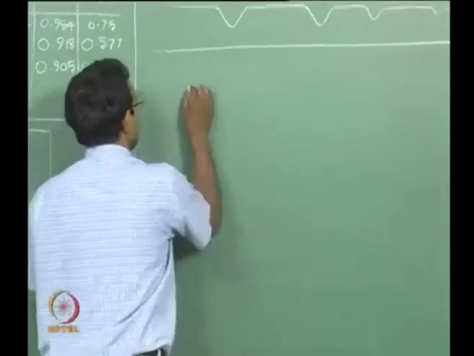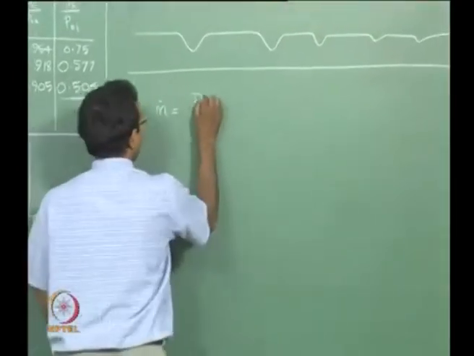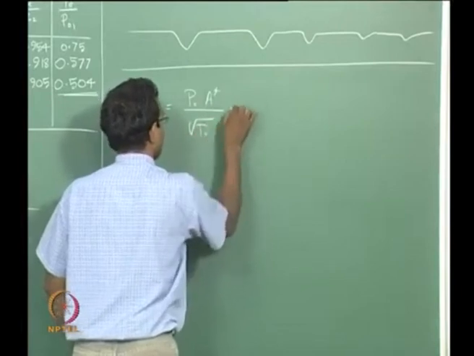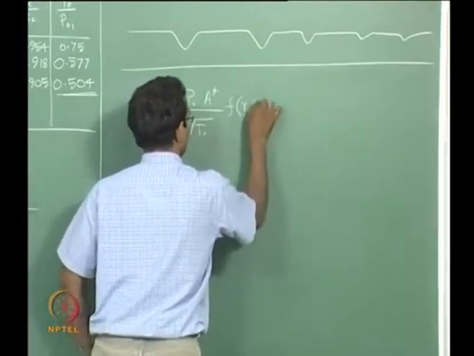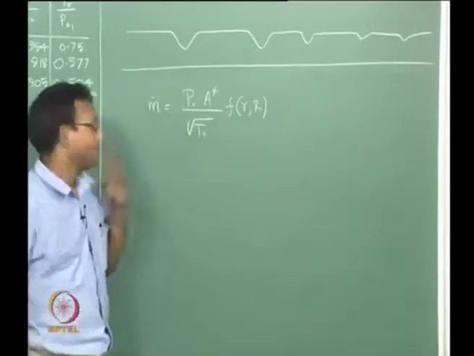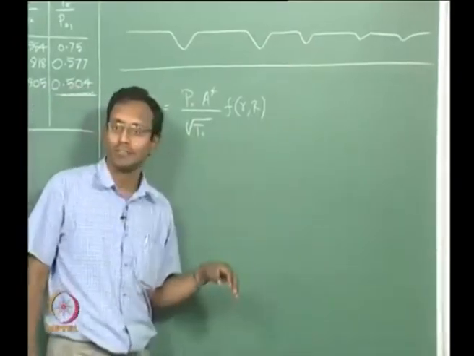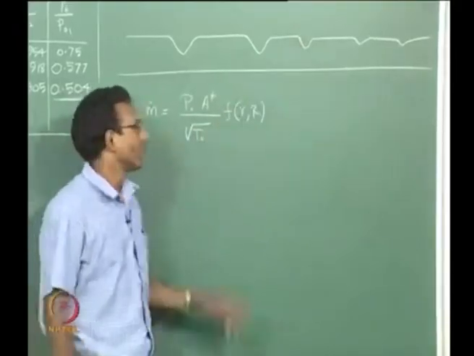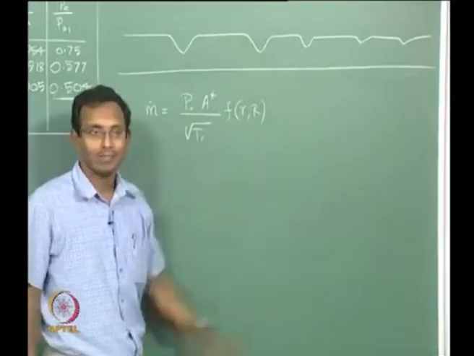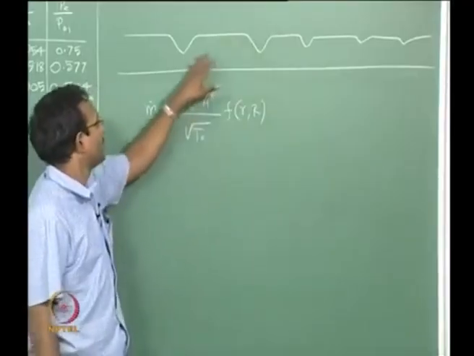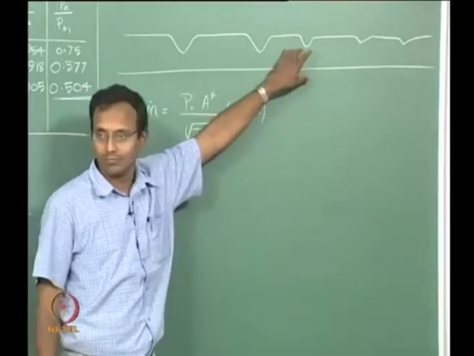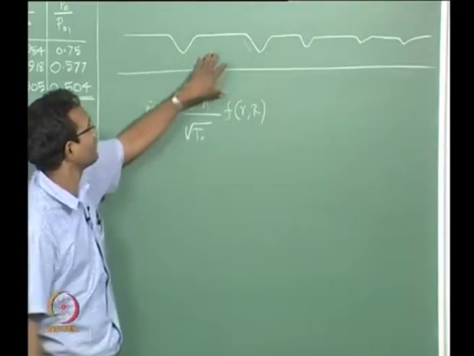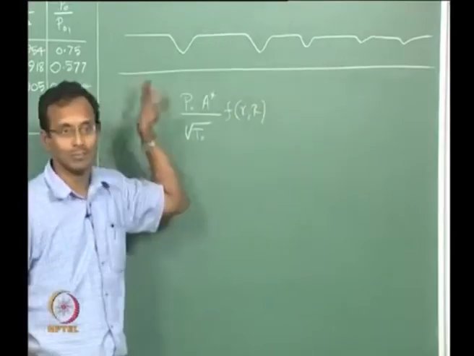All I have to make sure is m dot equal to P naught A star by square root T naught, times a function of gas. This is what I need to think about, keep remembering this formula. Mass flow rate is a constant in a continuous duct. So, as long as I am thinking about this particular thing, if my P naught does not change in this whole flow, then I am assuming that my flow is either fully subsonic or fully supersonic after the first throat.